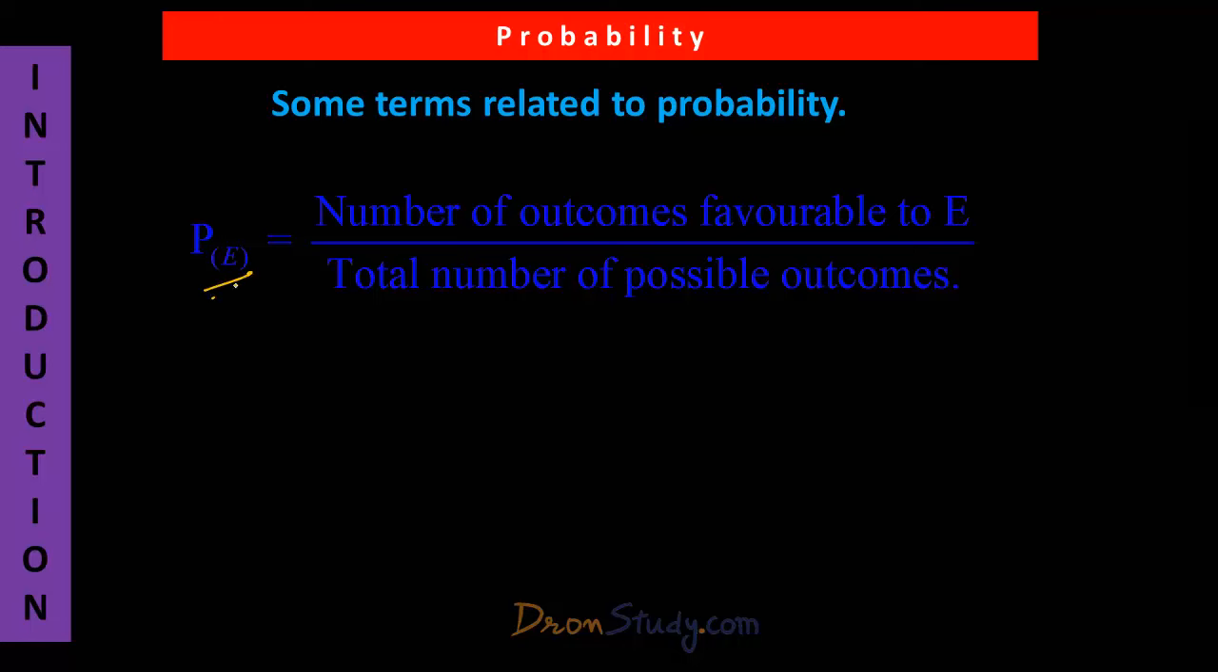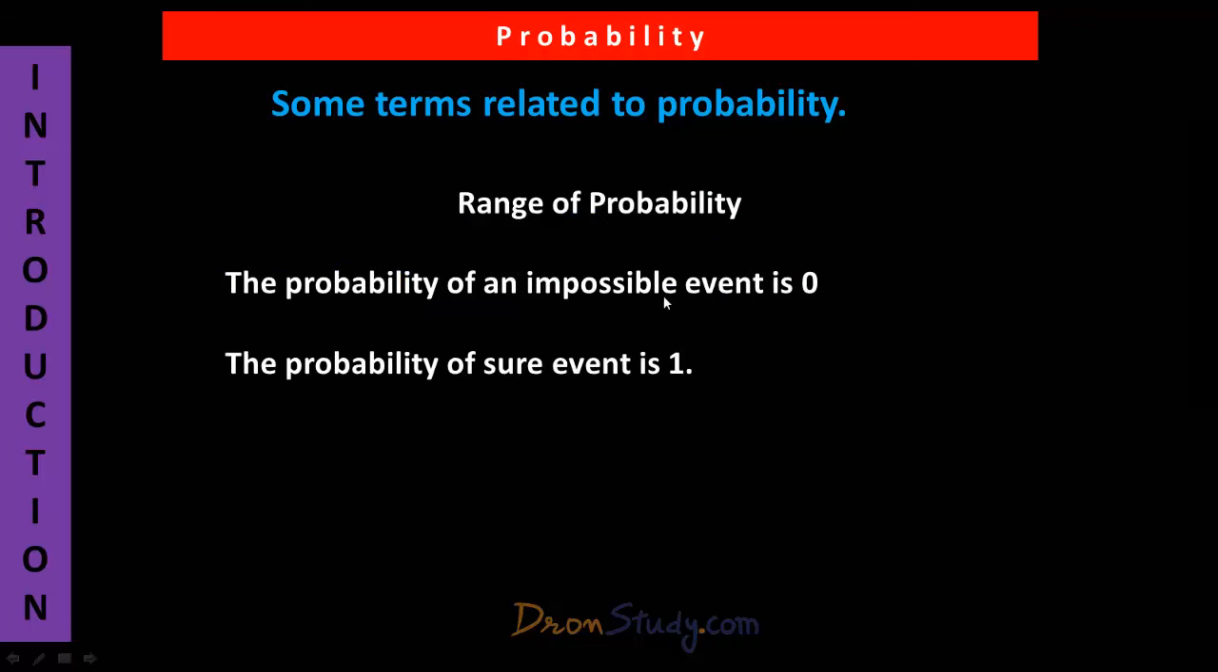Now this probability is denoted by P(E), where E means the event, and it is given by the number of favorable outcomes to E divided by the total number of possible outcomes. Probability of E is given by the number of outcomes favorable to E upon the total number of possible outcomes.